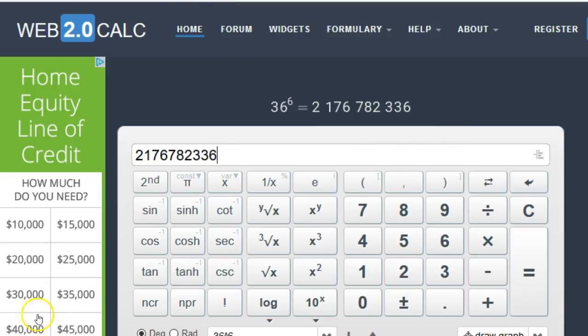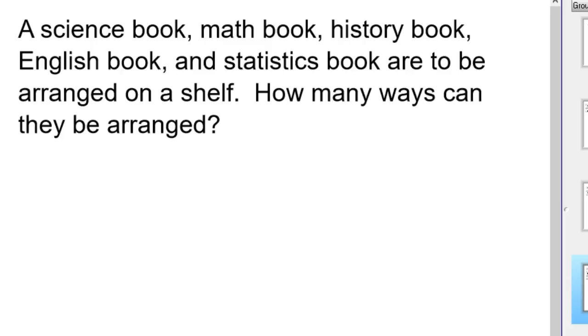And finally, let's finish with a classic here. A science book, math book, history book, English book, and statistics book are to be arranged on a shelf. How many ways can they be arranged? Again, stop the video and see if you got this figured out. If you've noticed, we have five different books, so we're going to have five different slots for those books. We're going to arrange them all.